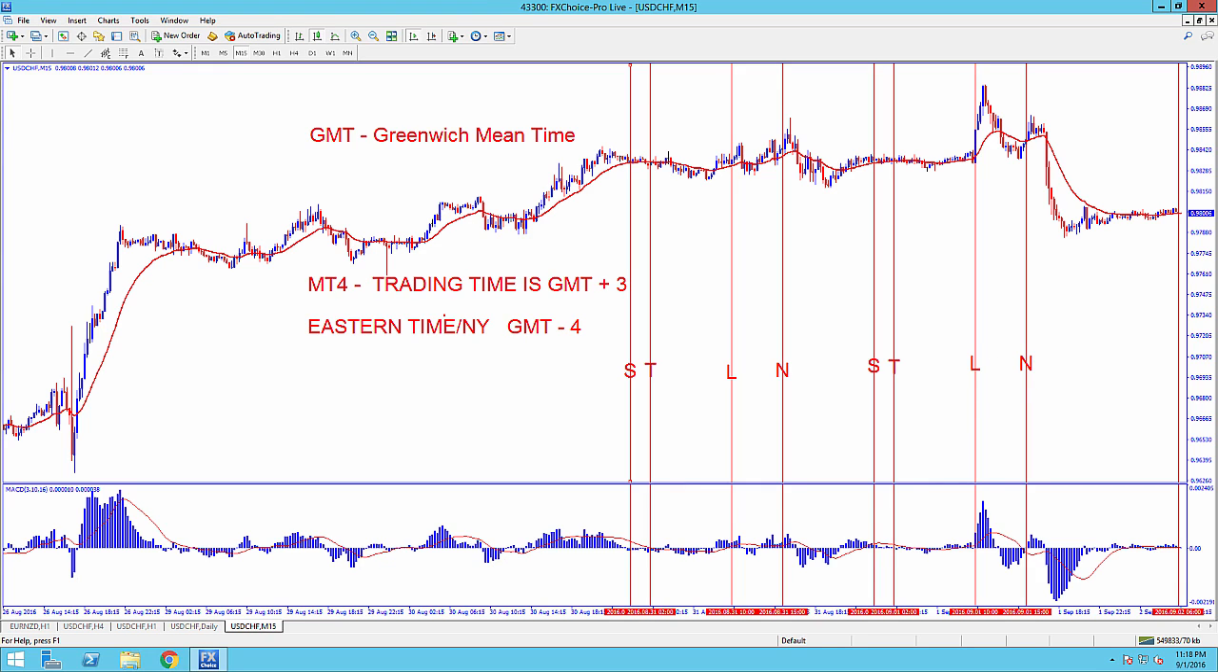I know it's a little bit confusing as a new member, a new trader, but this is really, really important that you understand the time and the time zones of trading.